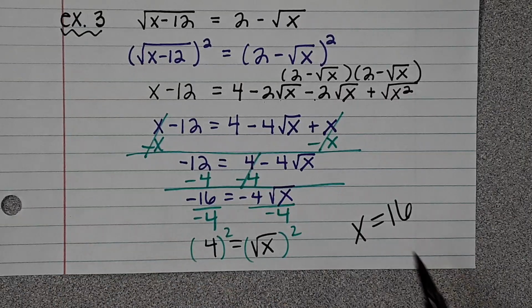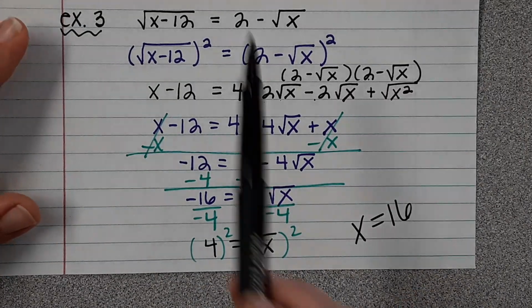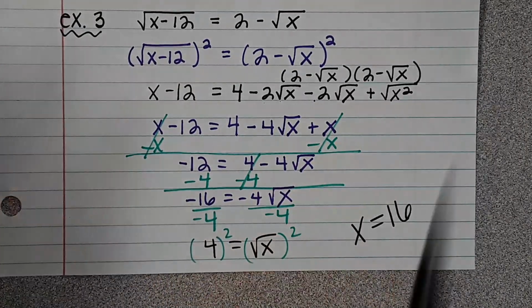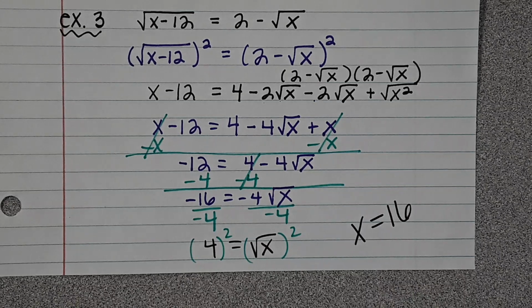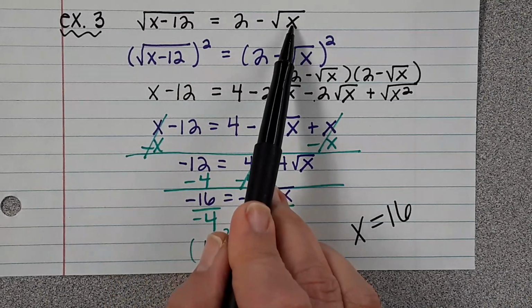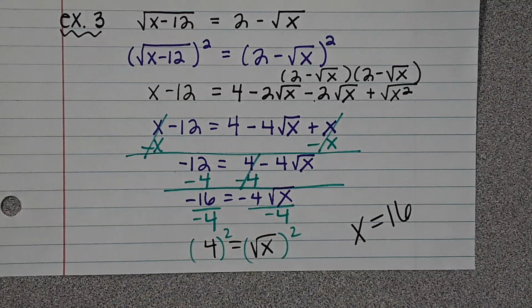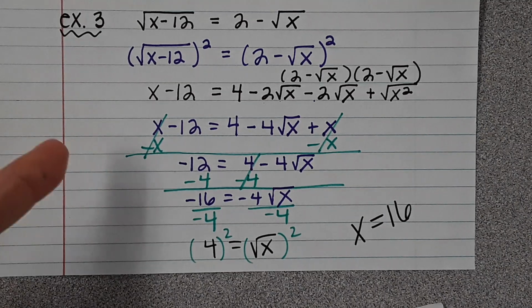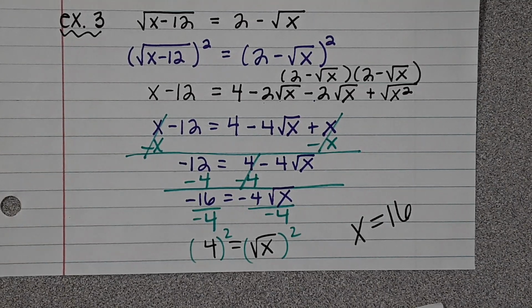So we're going to take 16 and plug it into this equation, okay? Where you see the x, I'm going to put a 16. So I'm going to write the square root of 16 minus 12 should equal 2 minus the square root of 16. So I'm going to remove this and put my check up, okay? Do you guys have that written down?